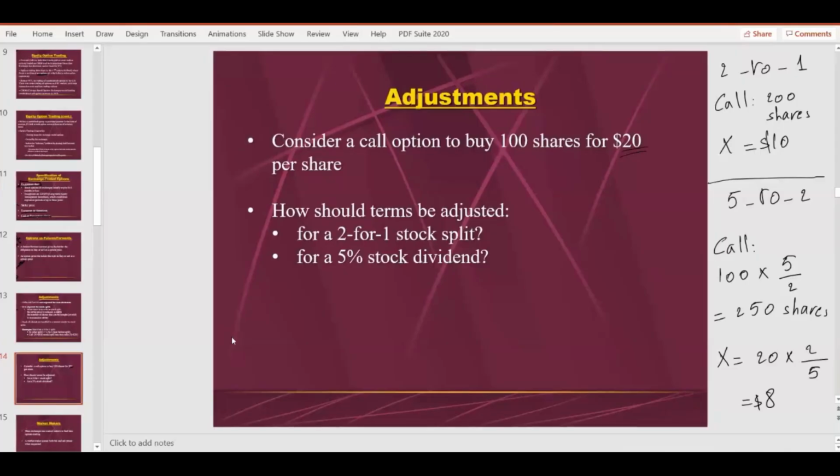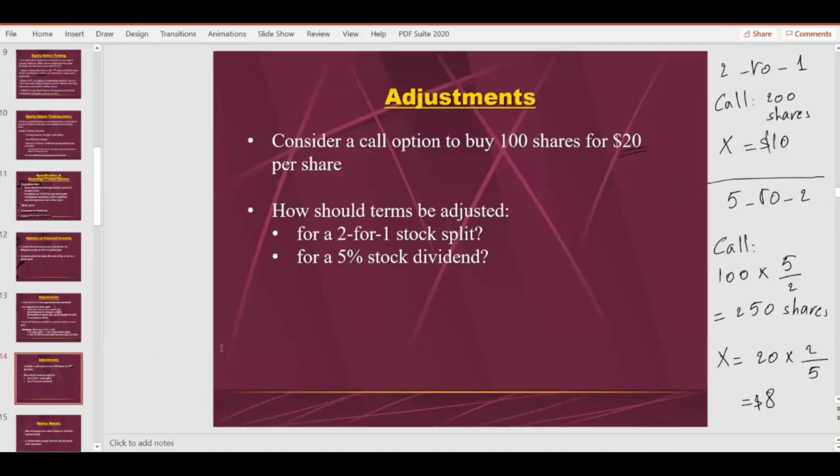So this is in general for any stock split, and as we've seen before of the form N divided by M, the number of shares I multiply by N over M. For the strike price I multiply by M divided by N.